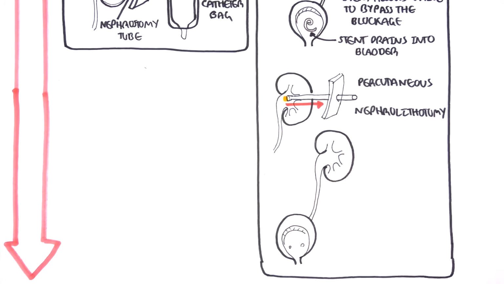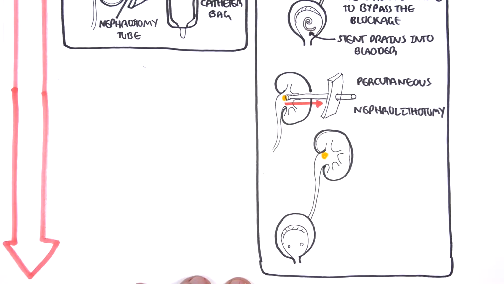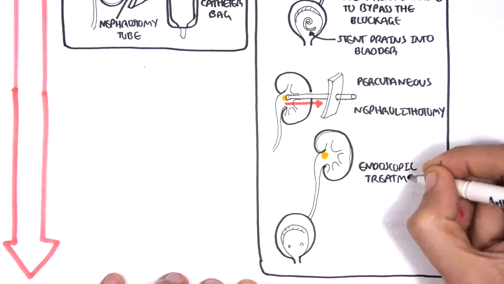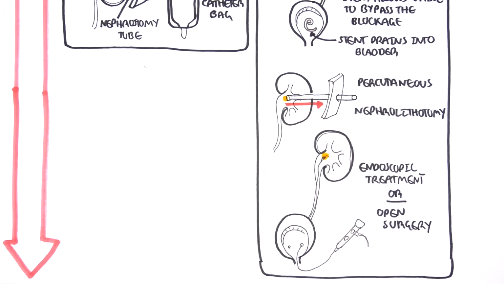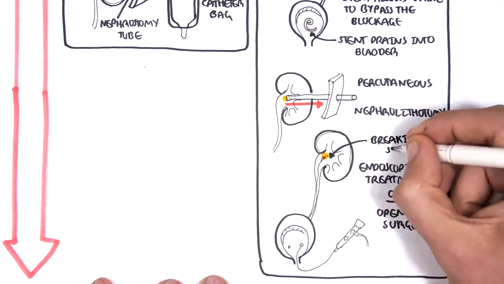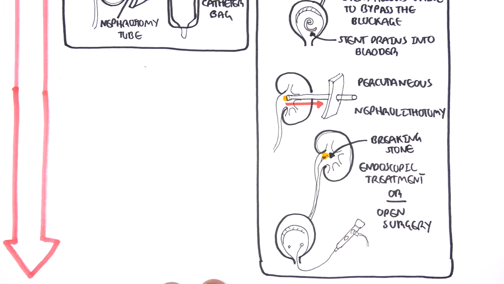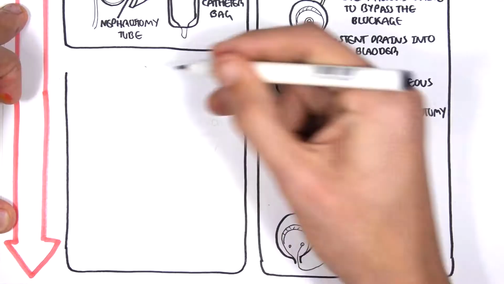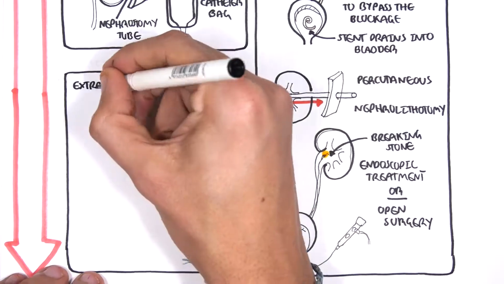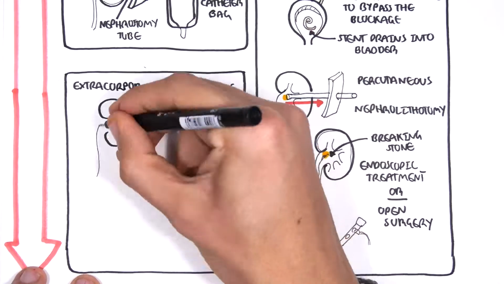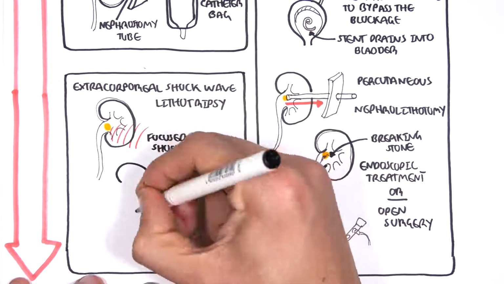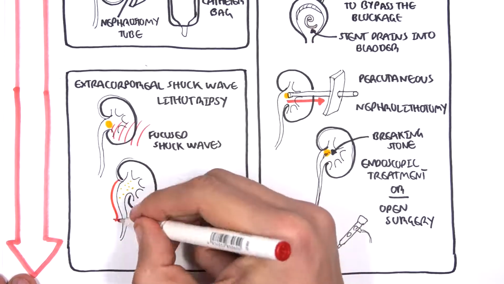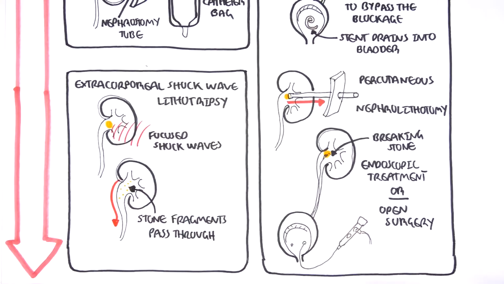Another surgical procedure that can be done for urinary stones within the ureter or within the kidneys is a simple endoscopic procedure that will break down the stone within the kidneys or the ureter. Alternatively, there is open surgery to remove and break the stone. Finally, there is extracorporeal shockwave lithotripsy, which uses shockwaves to break up stones that form in the kidneys to enable easy passage of these fragments out of the body within urine.